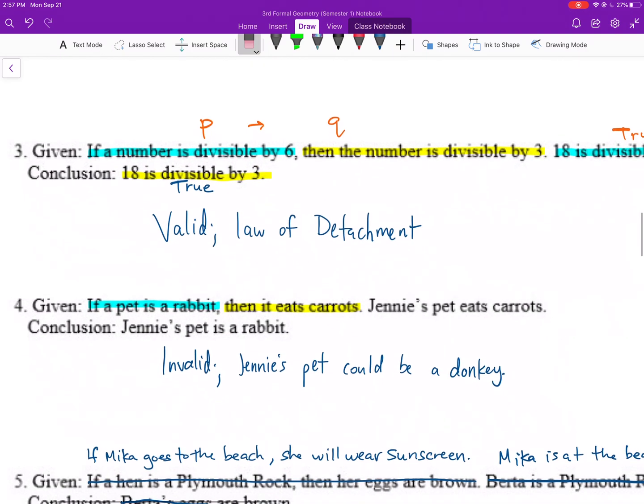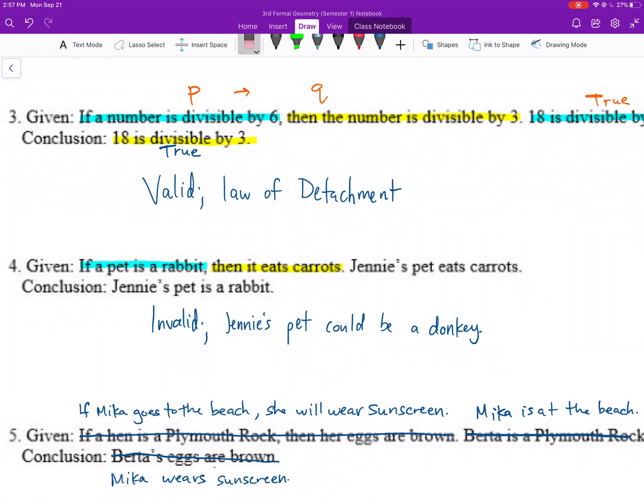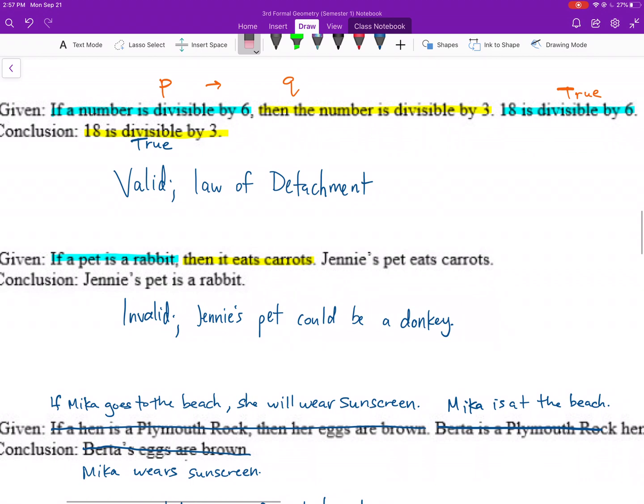For number 3, we're going to see if a number is divisible by 6, then the number is divisible by 3. So that's my P then Q. So then I start off and I have my blue that matches 18.